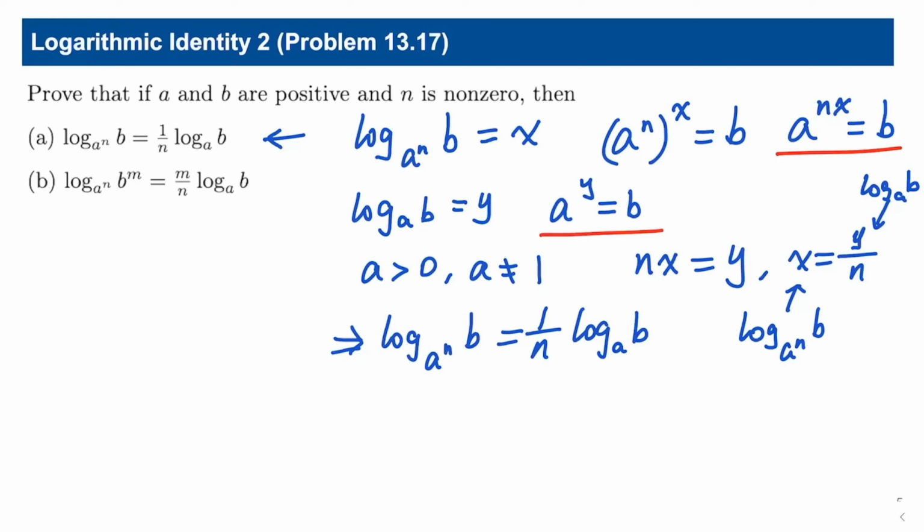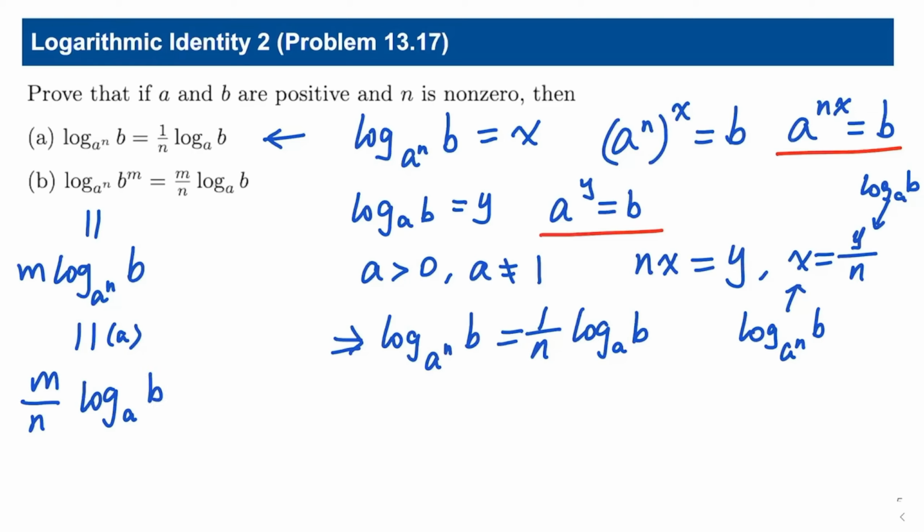Now, let's look at part B. The left-hand side is log base a to the power n of b, then put m here, using the identity we proved on the last slide. Then, using part A, we have m over n log base a of b, which is the right-hand side. This is the end of the proof.